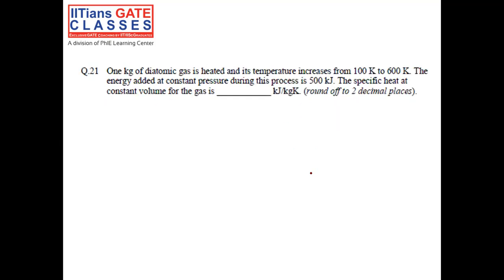Next question. 1 kg of diatomic gas is heated and its temperature increases from 100 Kelvin to 600 Kelvin. The energy added at constant pressure during the process is 500 kilojoule. The specific heat at constant volume of the gas is? So 500 kilojoule heat has been added and the temperature of the gas is increased from 100 Kelvin to 600 Kelvin. And we are asked to find out Cv.